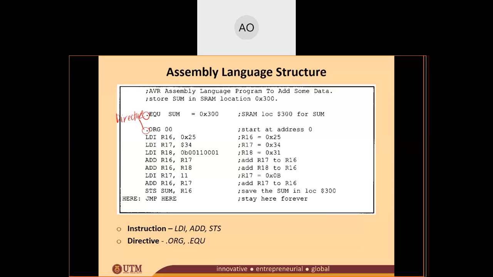Okay, you see the dot followed by the mnemonics. This one you know belongs to your directive. Other than that, this one here is the basic instruction, which consists of LDI that we already learned in the previous class, ADD for example, STS, and then you have a JMP. So this is how we classify to differentiate between a directive and an instruction of the assembly language.